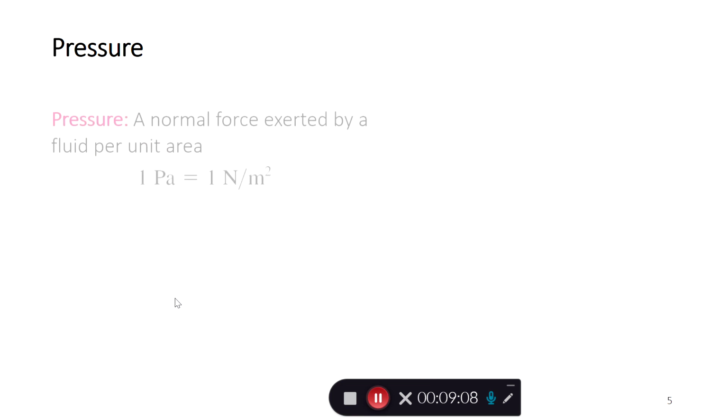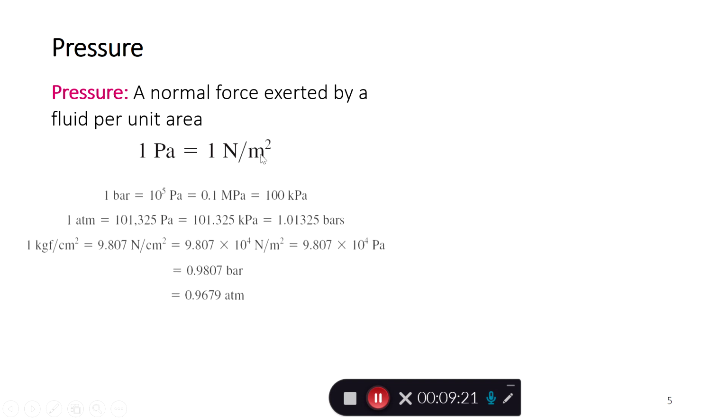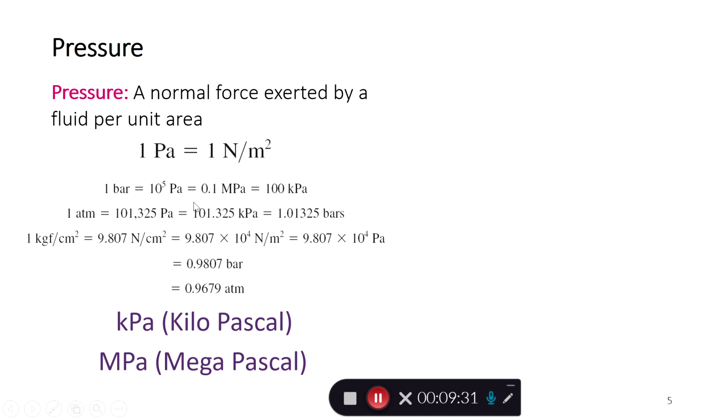Now, finally, another important property to discuss is pressure. We know that pressure is force over area, and the popular unit you use is Pascal, which is Newtons per meter squared. These are other units of pressure. There's bar, there's atm, 1 atm, 1 bar, kPa, MPa, etc. But in this subject, we're going to use a lot of kilopascal, kPa, which is Pascal times 1000, and megapascal, which is Pascal times 1,000,000.